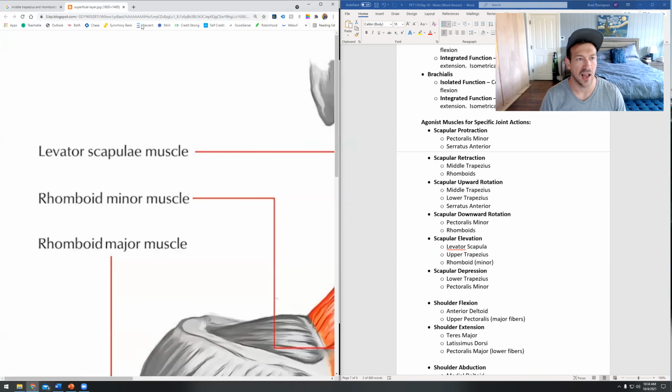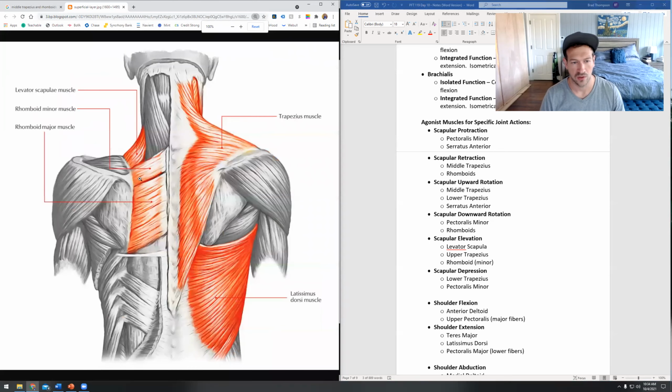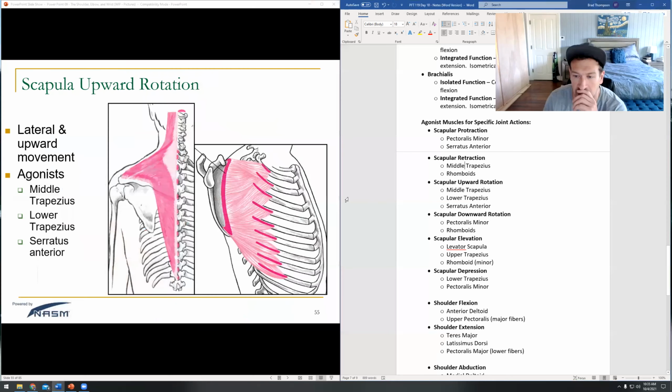So you can see here, your trapezius muscles are the ones that you see that are superficial, right? And then your rhomboids are kind of living underneath that. But the rhomboids are retractors, and the middle trapezius fibers, about this section here, are also retractors. So protractors: pec minor and serratus. Retractors: middle trapezius and rhomboids.